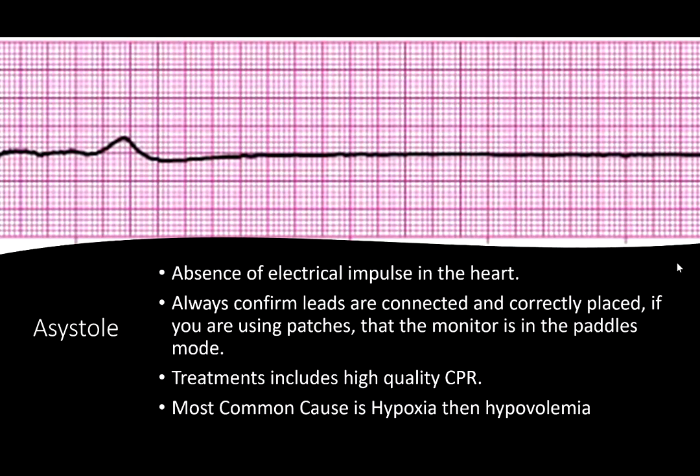So a lot of times we'll call these in the field, depending on your protocol. Some say we work the patients for 20 minutes. Some say we do 5 cycles of ACLS. So depending on what your protocol is, you might even call this in the field. Most common causes of asystole are going to be your hypoxia and hypovolemia. Hypoxia is definitely the most common cause of this. So they're just not getting oxygen. They'll go into a bradyrhythm, eventually to a PEA, and then asystole.